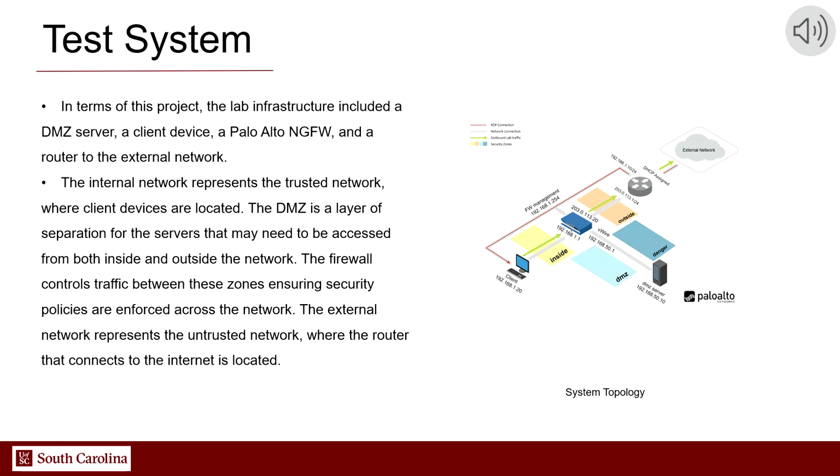The internal network, designated by the yellow, represents the trusted network, where client devices are located. The demilitarized zone is a layer of separation for the servers that may need to be accessed from inside and outside the network. The firewall controls traffic between these zones, ensuring security policies are enforced across the network. The external network, designated by the gray cloud, represents the untrusted network. This is where the router that connects to the internet is located.